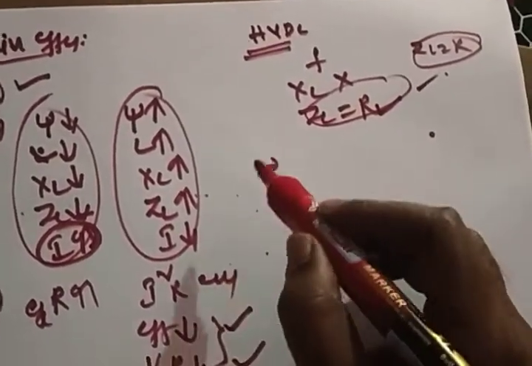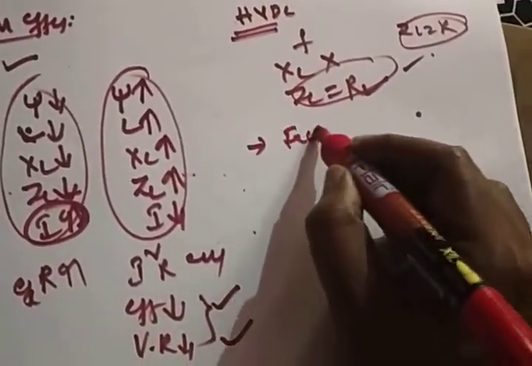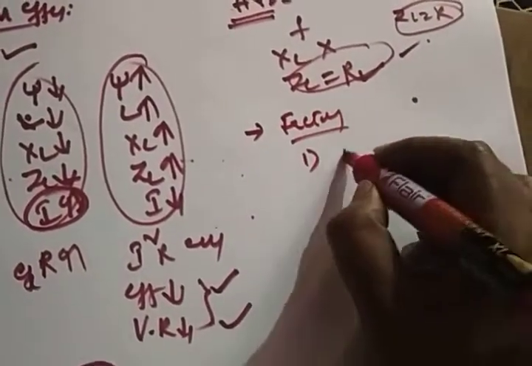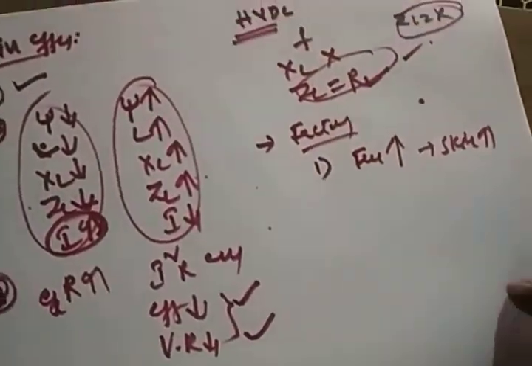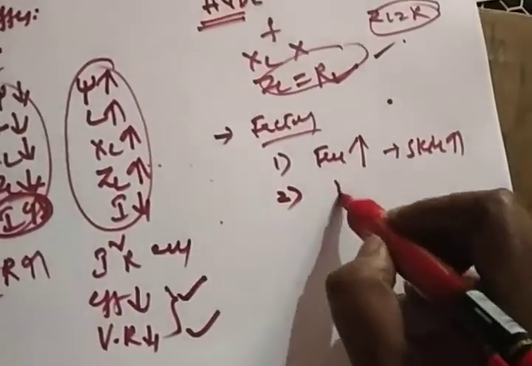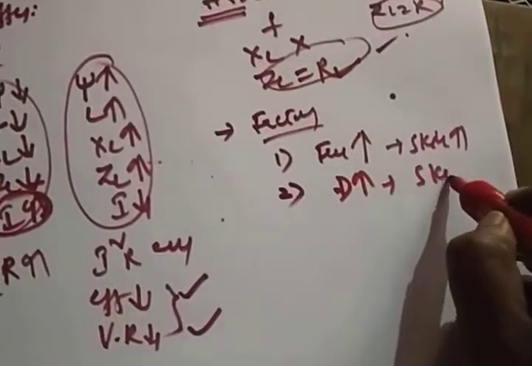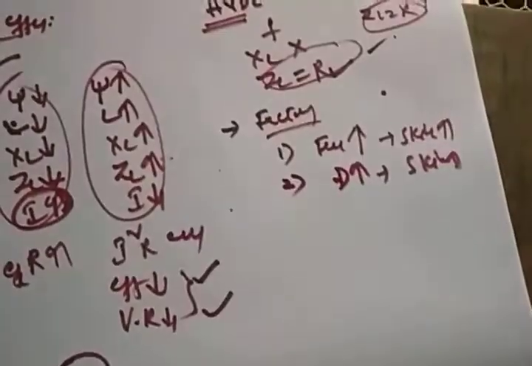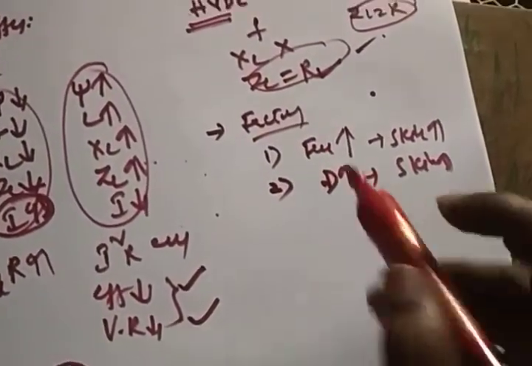And after that we discussed the factors affecting the skin effect. The first one is frequency. If the frequency increases, the skin effect also increases. That means the XL value increases, the ZL value increases, and the current varies. The second one is diameter. If the diameter increases, the skin effect also increases, because you get a large current on the outer surface of the conductor while the middle part is wasted, which is a real drawback.